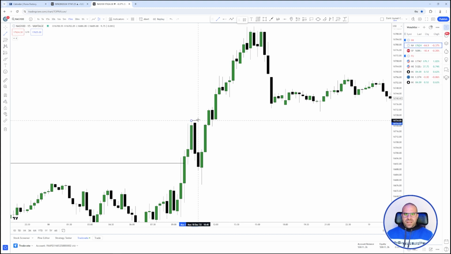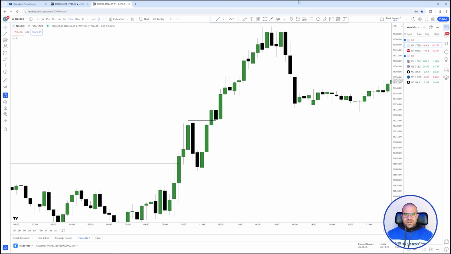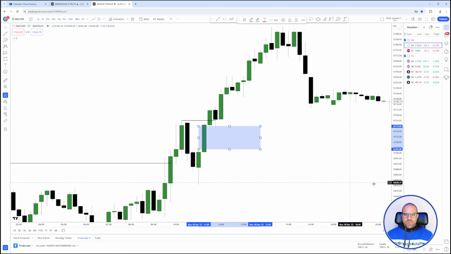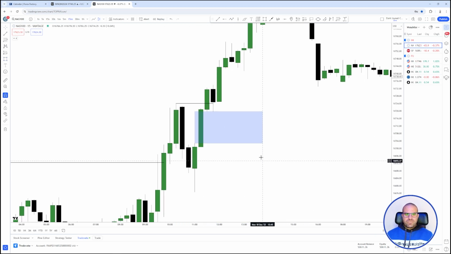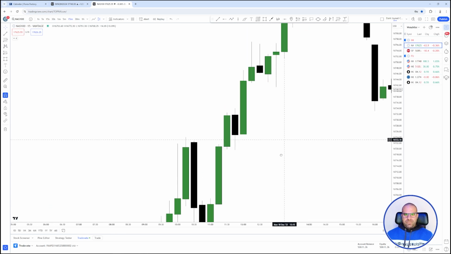Do we have a fair value gap right here? Yes, we do. It is this fair value gap right here. There is a wick above this first candlestick that created the fair value gap. So if I was to take the trade, I would take it right from here. Very good. We move forward and above this area.